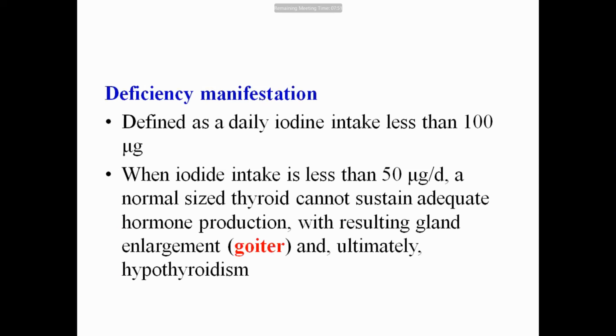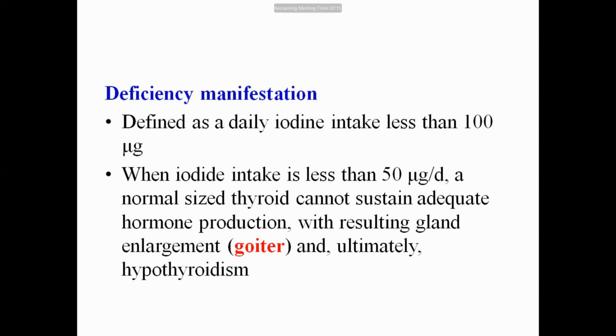So, deficiency manifestations. Iodine deficiency is defined as a daily iodine intake of less than 100 micrograms. When iodine intake is less than 50 micrograms per day, a normal sized thyroid cannot sustain adequate hormone production, resulting in gland enlargement, which is called a goiter, and ultimately hypothyroidism.